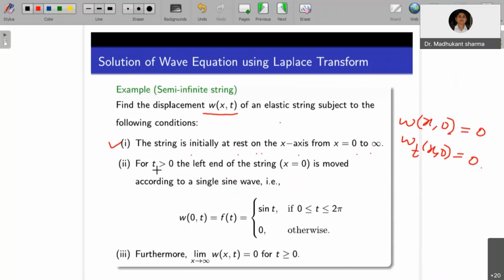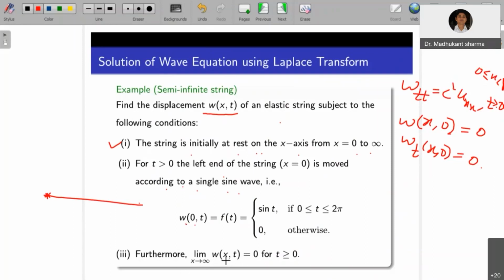Now, second, for t greater than 0, the left end of the string is moved according to a single sine wave. The left end means the point x equals 0. So w of 0 comma t is given, moved according to the sine wave if 0 less than or equal to t less than or equal to 2 pi. So you have this wave equation w_tt equals c squared w_xx for t greater than 0 and 0 less than or equal to x less than infinity.